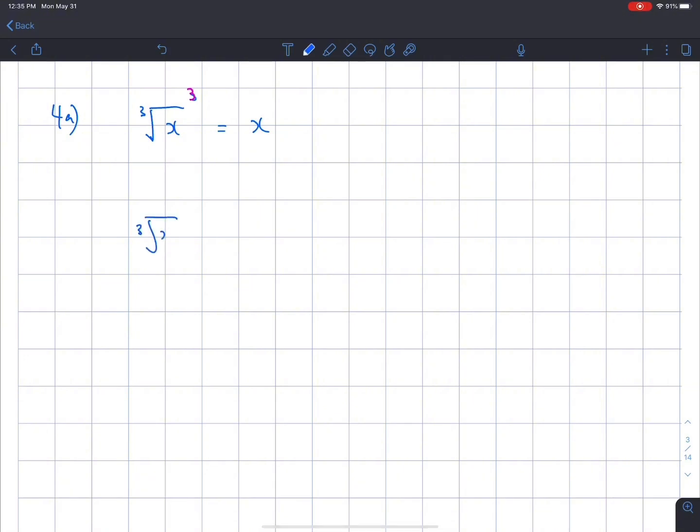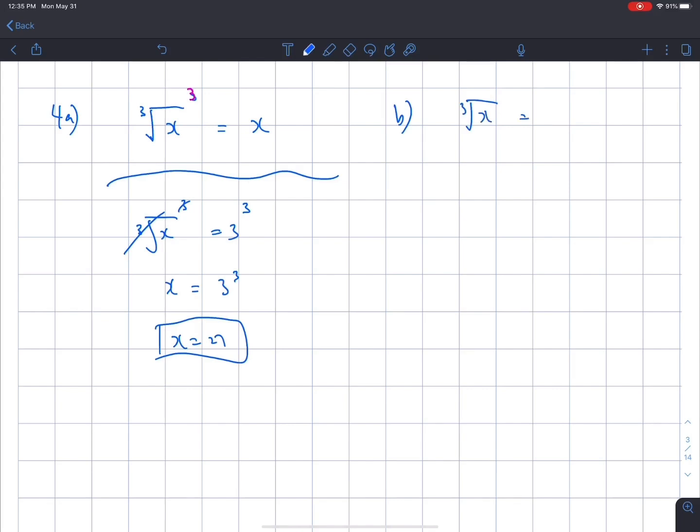So we have cubic root of x equals 3. We can just raise both sides to the power of 3. Cubic root and raised to the power of 3 cross each other out. We get x equals 3 to the power of 3. So x equals 27. And that's the answer.